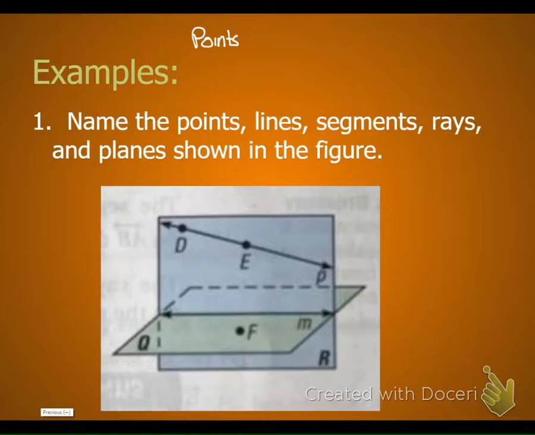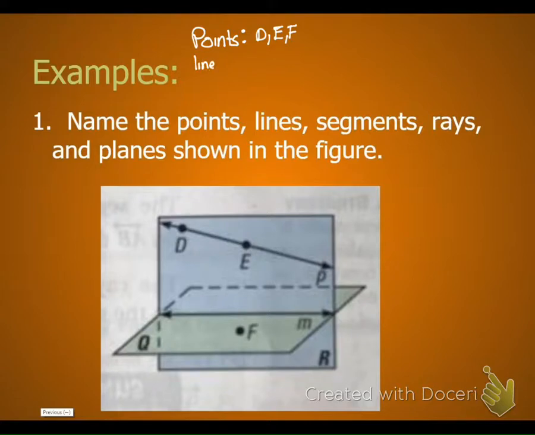Okay, so what points do we have? Points are represented by that dot and a capital letter. Jaquan? D, E, and F. So when you're listing out those points, you see that these are all points because they all have the little circular dot representing that point. That is correct.